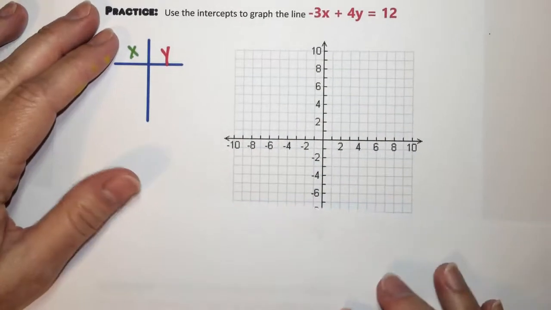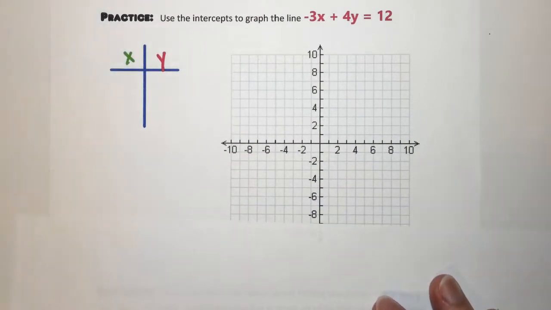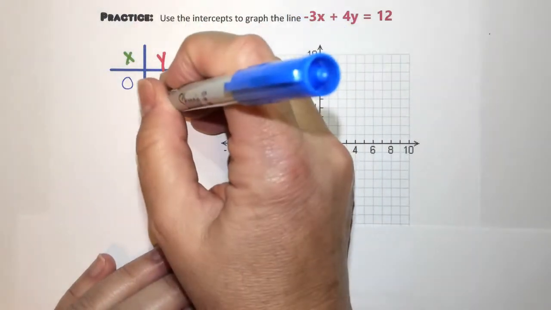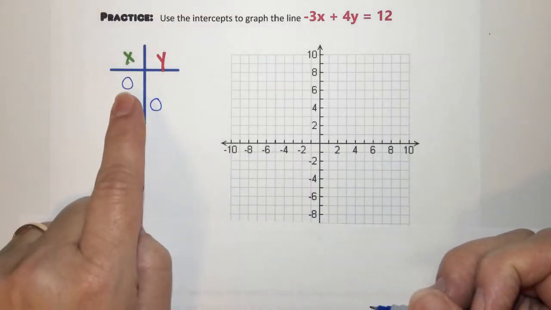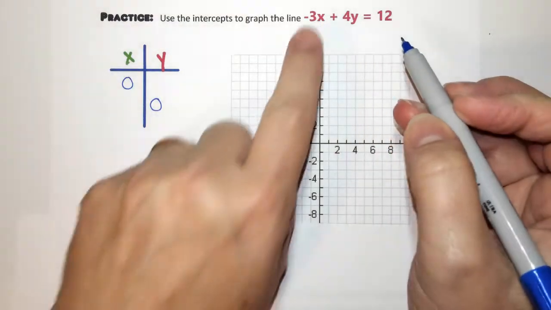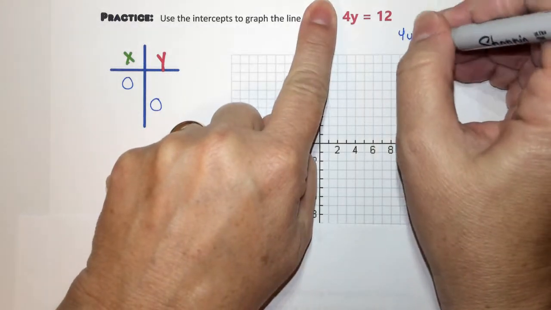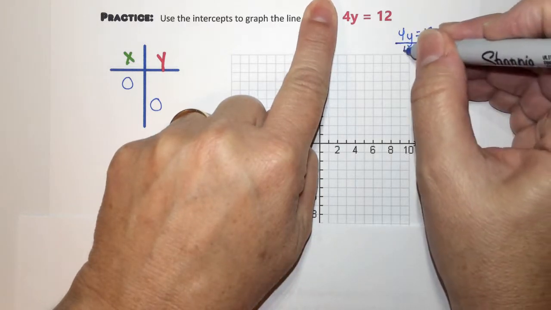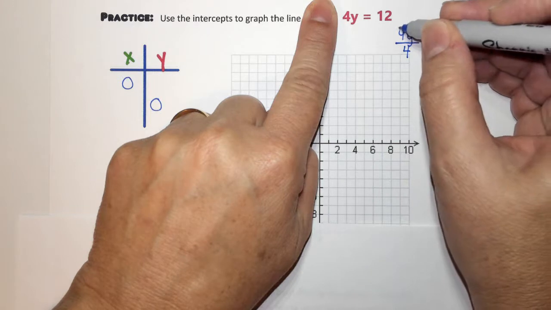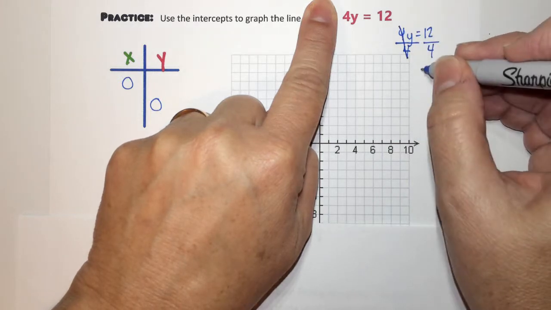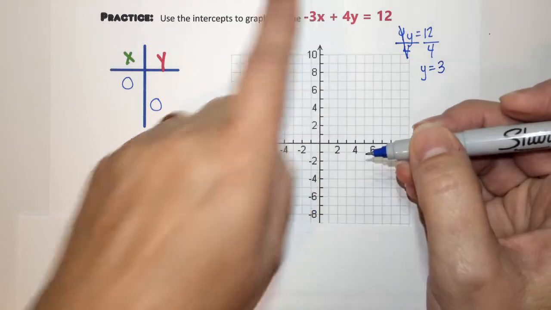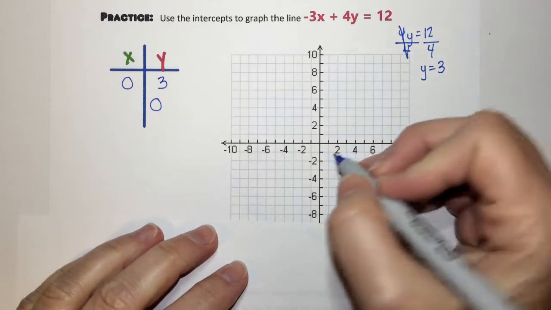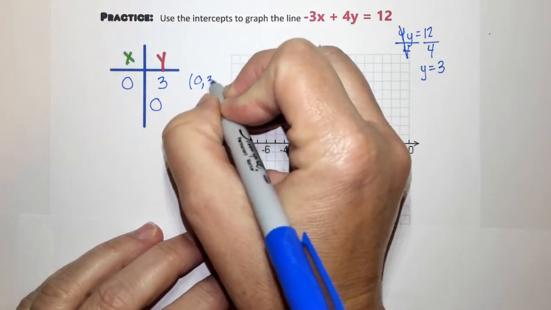Use the intercepts to graph the line negative 3x plus 4y equals 12. So same thing. We're going to use a 0 for our x here. Negative 3 times 0 is 0. And I have 4y equals 12. You could probably do it in your head, but let's go ahead and do a one-step algebra problem. Divide both sides by 4. 4 over 4 becomes 1, and those can cancel. Now I have y equals 3. So when x is 0, y is 3. Let's go ahead and put (0, 3) as our first point.